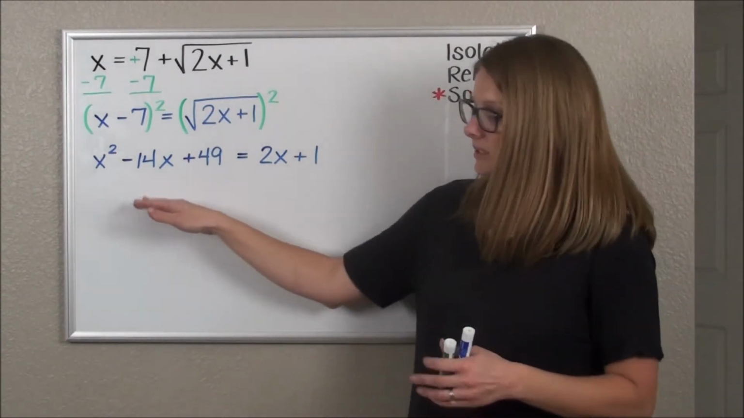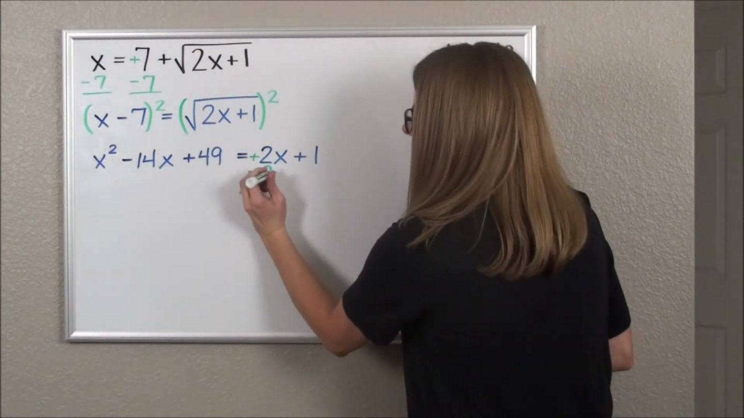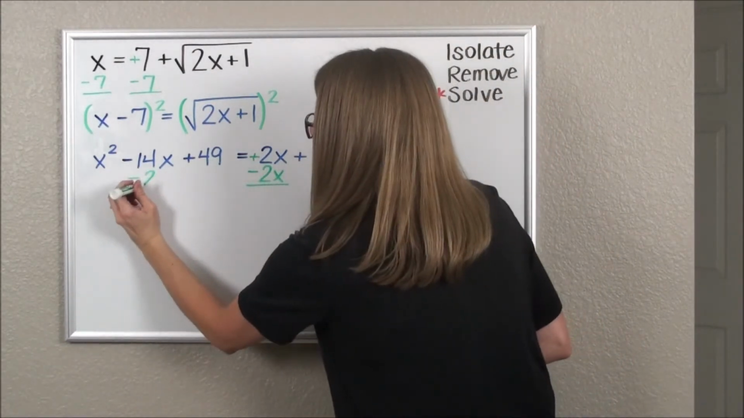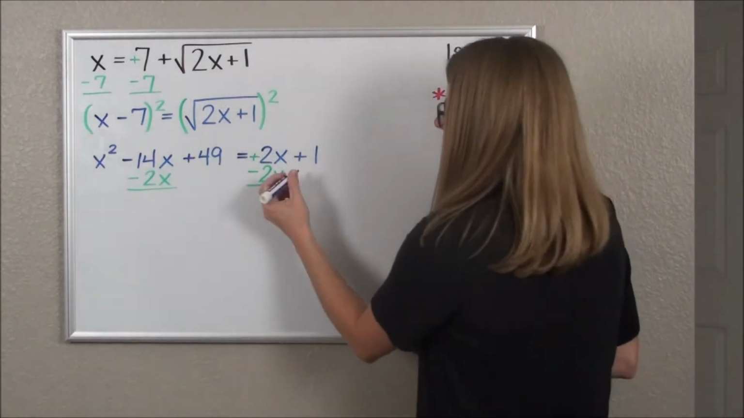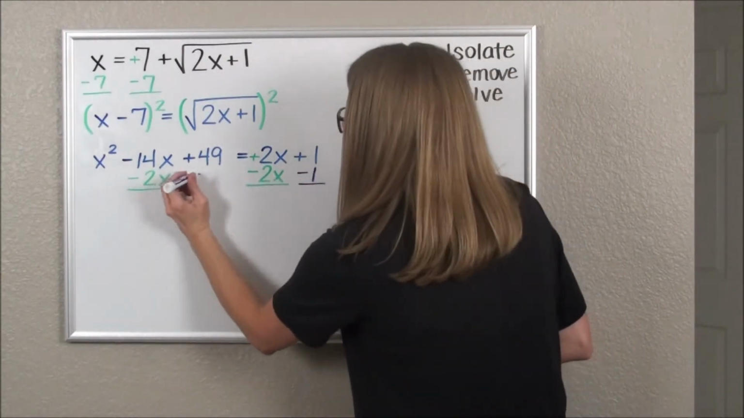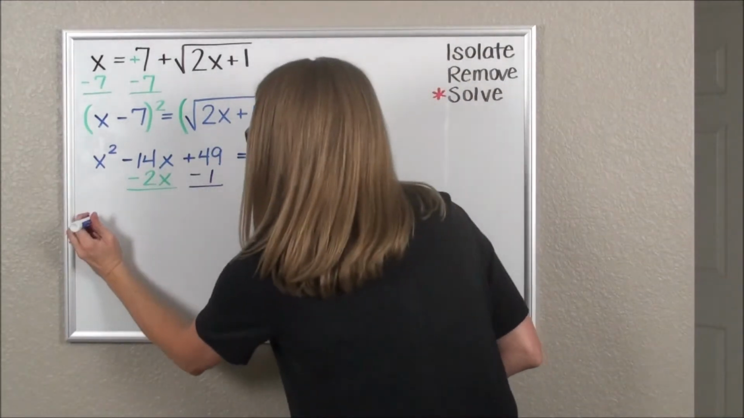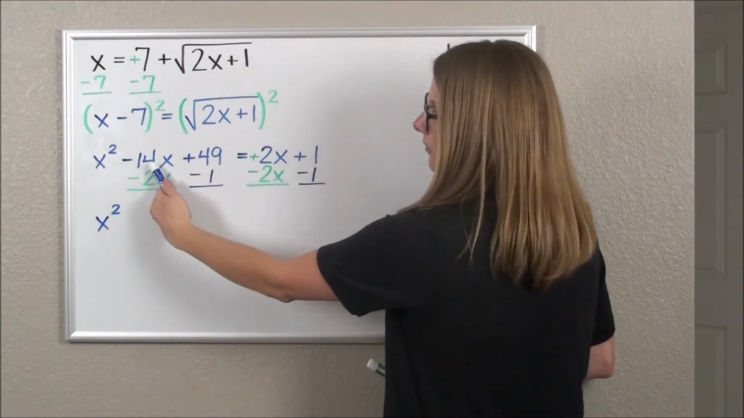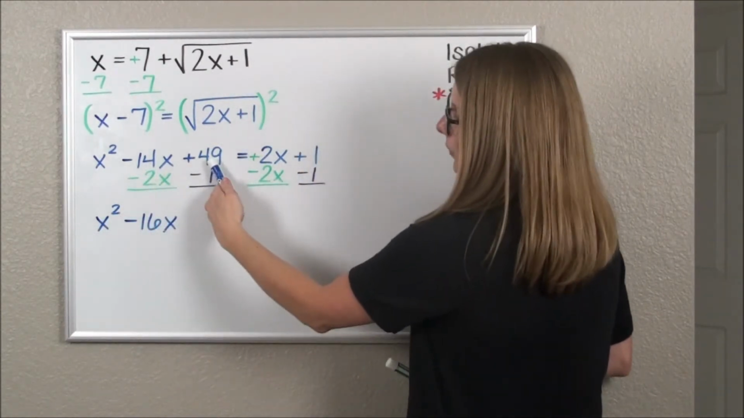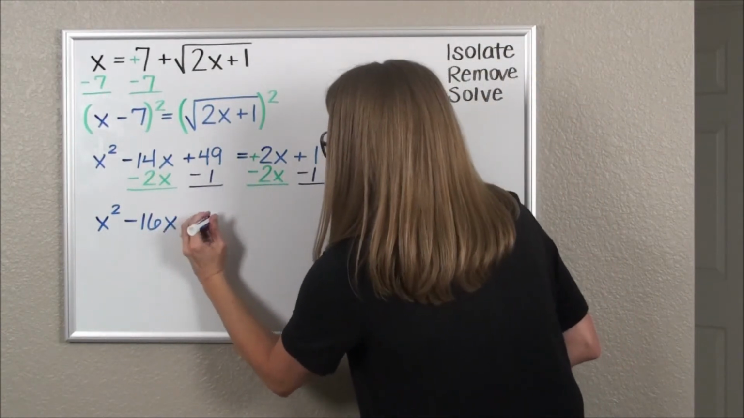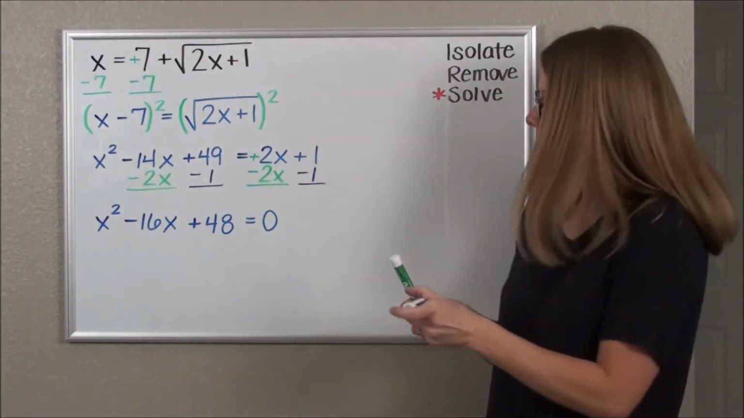So let's set this equal to 0 so that we can factor. I'm going to take this positive 2x and remove it, relocating it to the other side using subtraction. At the same time, let's go ahead and multitask. Let's take this positive 1 and relocate it to the other side using subtraction as well. So now on the left, I have the original x squared. I have negative 14x minus 2x, which gives me negative 16x. And then I have 49 minus 1, which gives me a positive 48. This is now set to 0, and so now I can factor to solve.